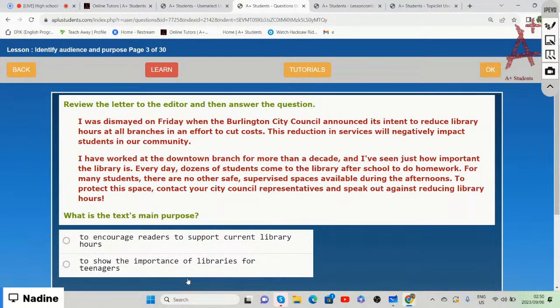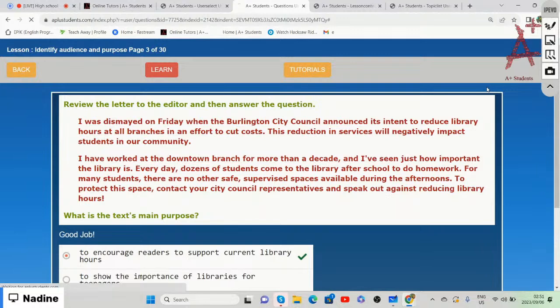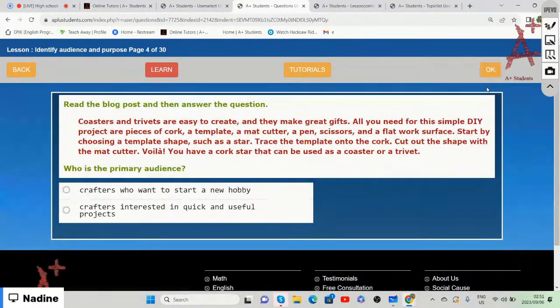So, in the same text, what is the text's main purpose? Is the purpose to encourage readers to support current library hours or to show the importance of libraries for teens? In this case, it is to encourage the readers to support current library hours, and that is why they're saying they need to protect the space and to speak out against reducing the library hours.